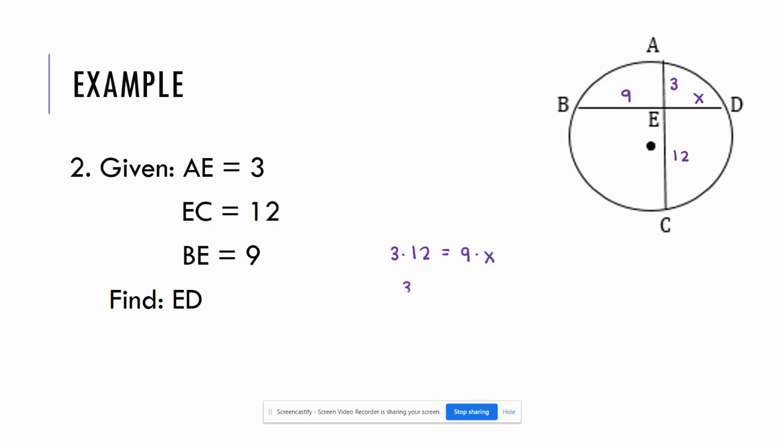Well, 3 times 12 is 36. 9 times X is still 9X. To solve for X, I'm going to divide both sides by 9. X equals 4. Once again, X is representing ED, and that's what I'm trying to find. So once again, our answer is 4. I do want to point out that your answer will not always be 4. It just happened to be that these two examples were. But that's how the chord-chord power theorem works.